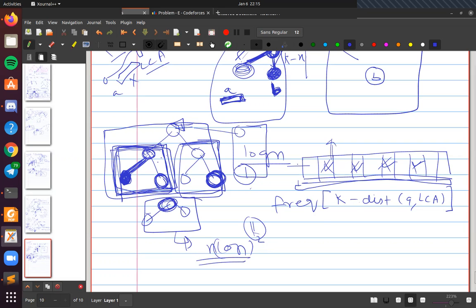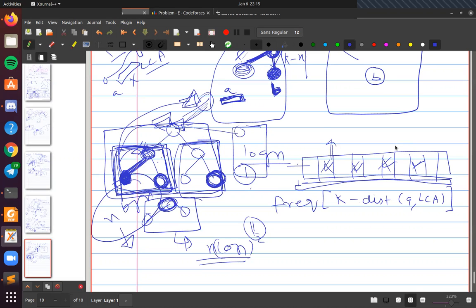But why won't the complexity be greater? Because each node would be present as many times as the number of ancestors it has. Each node would be present only log n times. So n log n will be the space and time complexity.